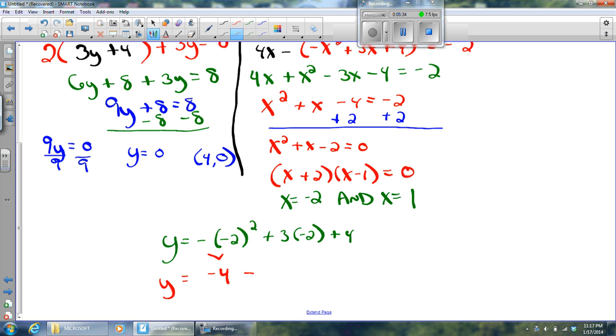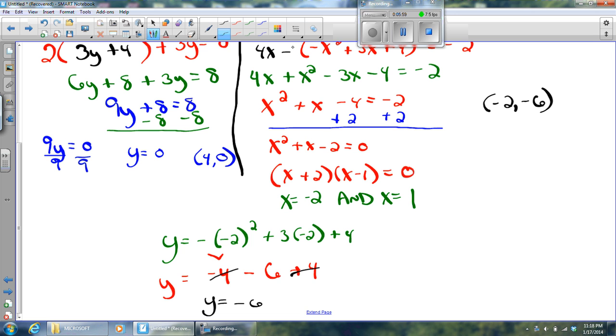Here I'm going to have a minus 6, positive 3 times negative 2. Then I'll have a plus 4. Now think about this. Don't get this wrong. I've got a negative 4 and a positive 4. They are going to cancel each other out. So therefore, y is going to equal negative 6. So one place where these two graphs will cross will be x is negative 2, y is negative 6.